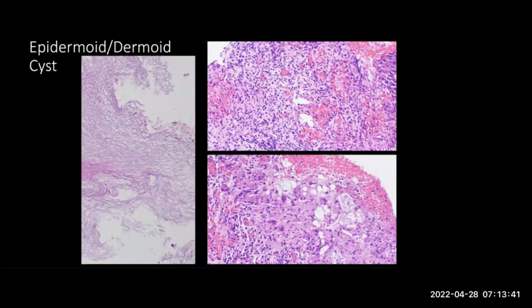This is chronic inflammation with giant cell formation, with nearby keratin debris. So this is just a reaction of the stroma to the rupture of the epidermoid cyst.